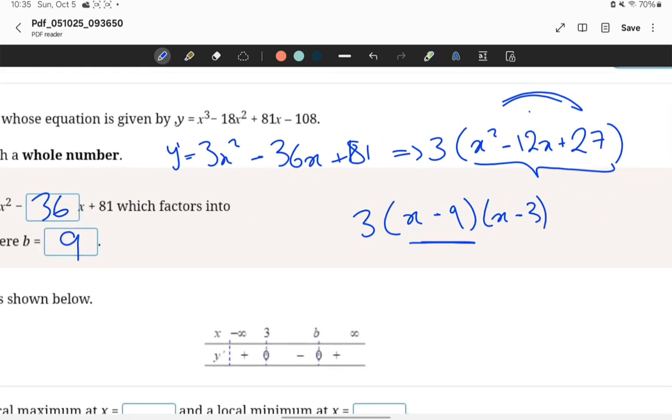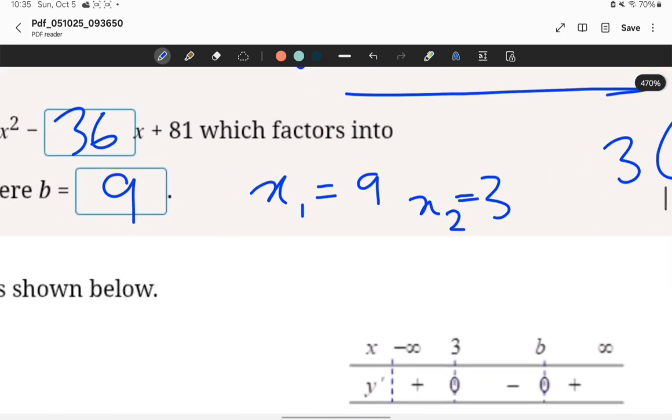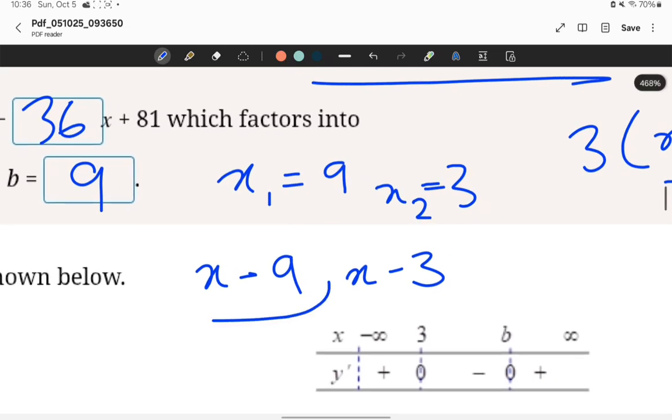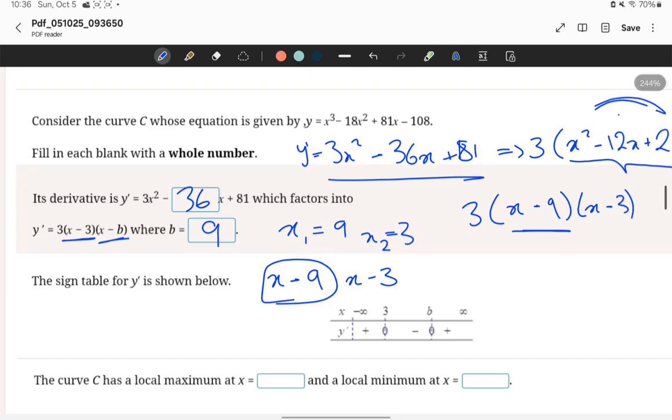The other option is if you do it on your calculator, you go into the polynomial or factoring function on your calculator, and you put in this equation. So you put in 3, minus 36, 81, and you get two roots: x1 is 9 and x2 is 3. Okay, and to give this in this form, it's just going to be x minus 9 and x minus 3. You're just going to flip the sign. So you could just do this if you don't have time, but I feel like they're both easy. You could just pick whichever one you want.